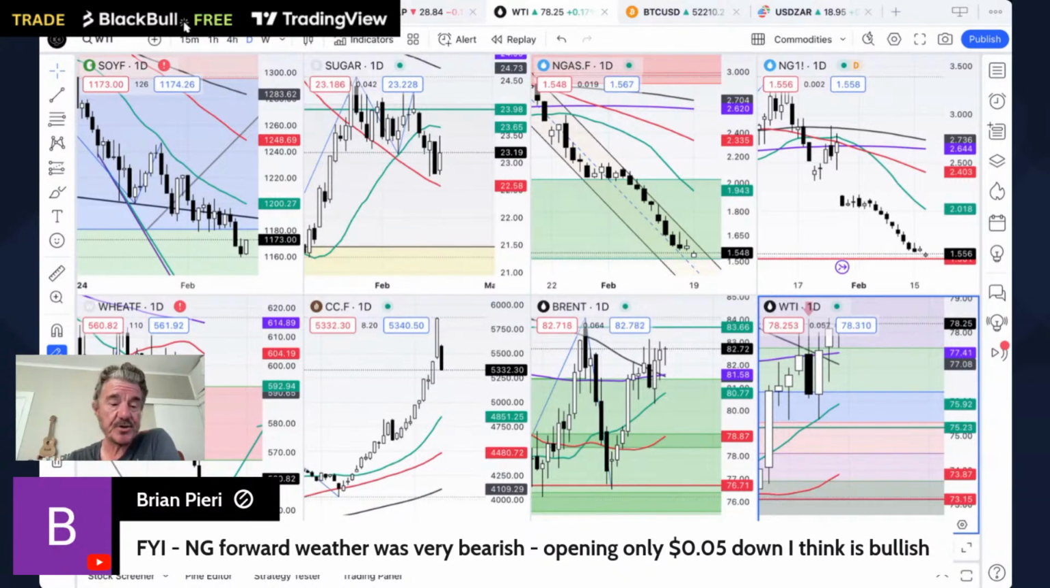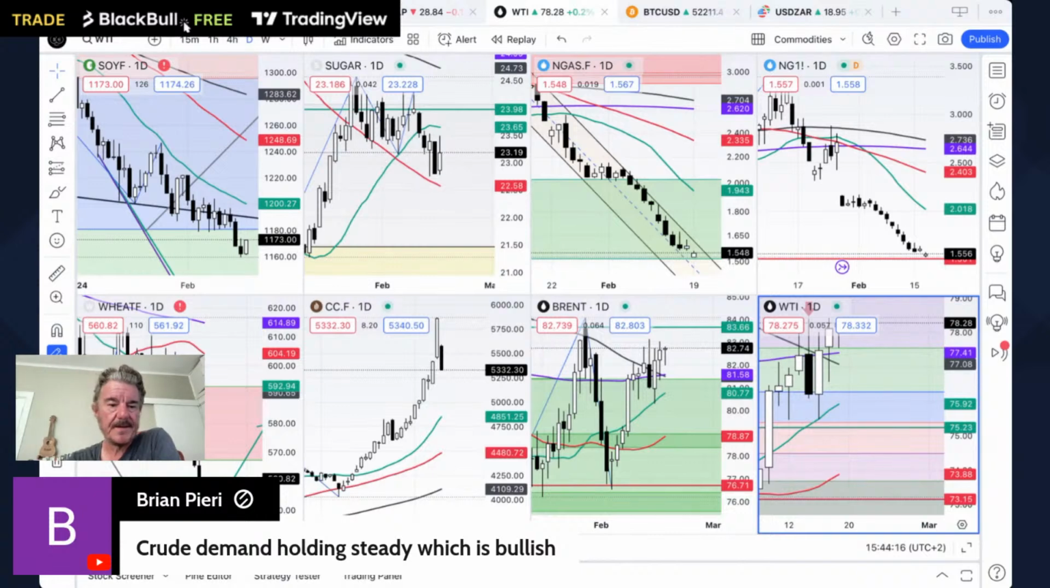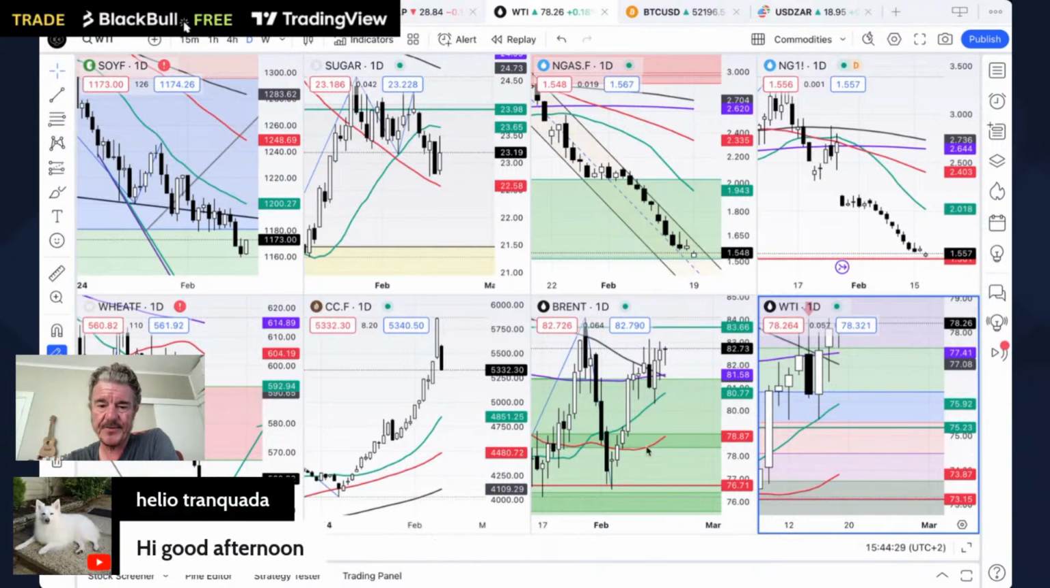Brian's comment is natural gas forward weather was very bearish, but the price didn't move much on bearish weather. Perfect point. Thank you, Brian. So in other words, the price should have moved down a lot, but it didn't, which means it's bullish, potentially. All right. And Brian says crude oil is holding steady and it's bullish as well. So we're short on crude, long on natural gas. Let's hope we've got the direction right on at least one of them. But thanks for that, Brian. I do realize that it is slightly bullish at the moment.